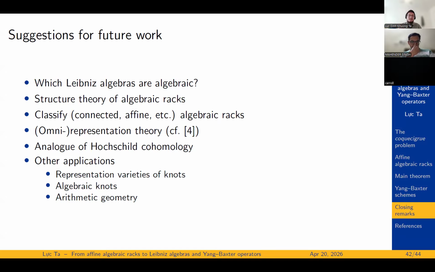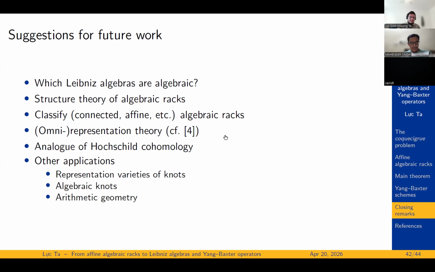Also, the structure theory of affine algebraic groups, especially if you're working over an algebraically closed field, is very well studied. So it's natural to ask, can you do the same for algebraic racks? Similarly, you can ask, how can we classify algebraic racks? You probably want to limit yourself to connected ones, affine ones, Lie ones, etc. I do have an upcoming paper that looks at a few classes as well.